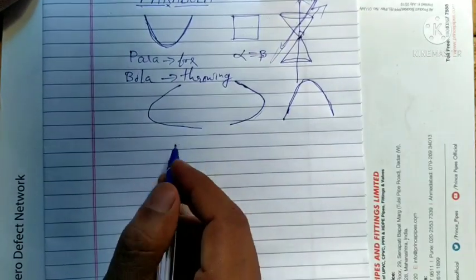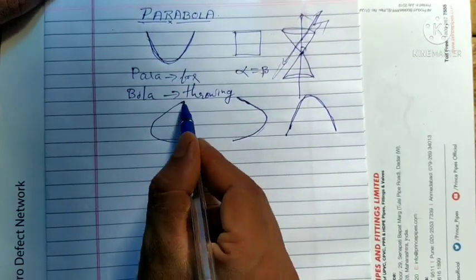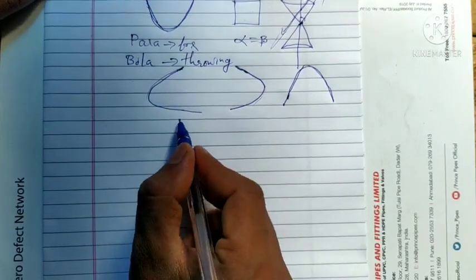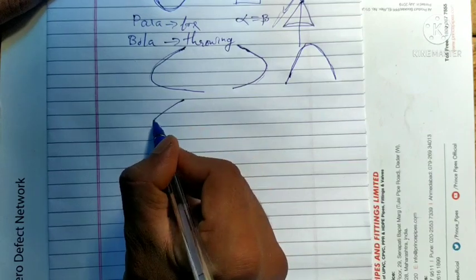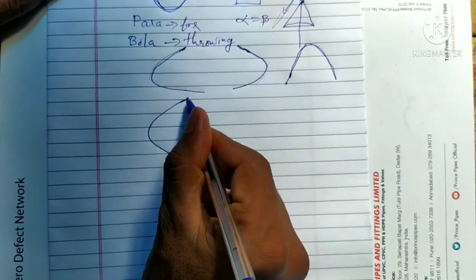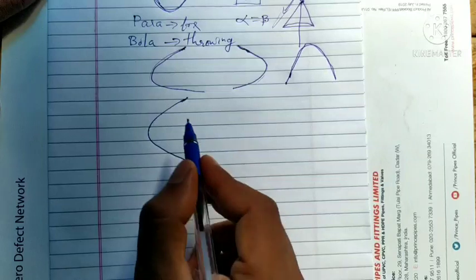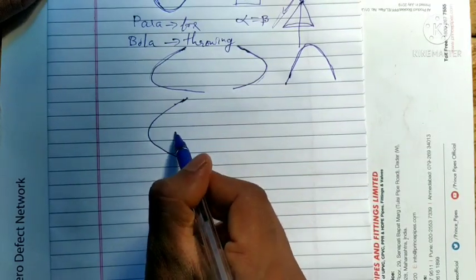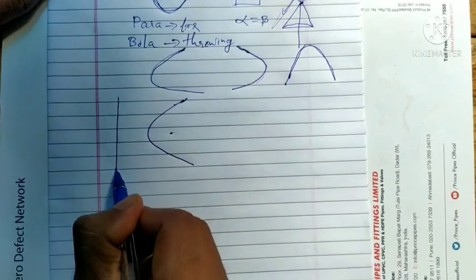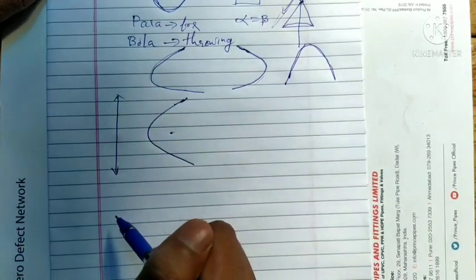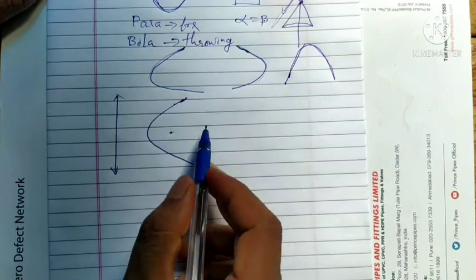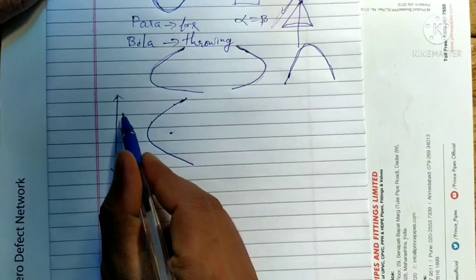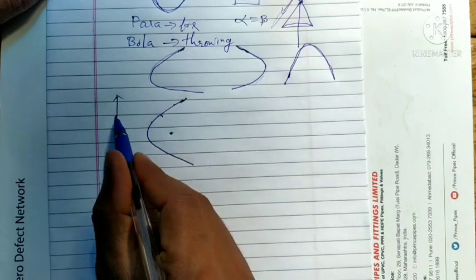Now we shall see the actual definition of a parabola. Here you can see it is a curve made up of many points. So we can define this curve as the set of all points which are equidistant from a fixed point and a fixed line. All these points satisfy the condition that they are equidistant from the fixed point and the fixed line.